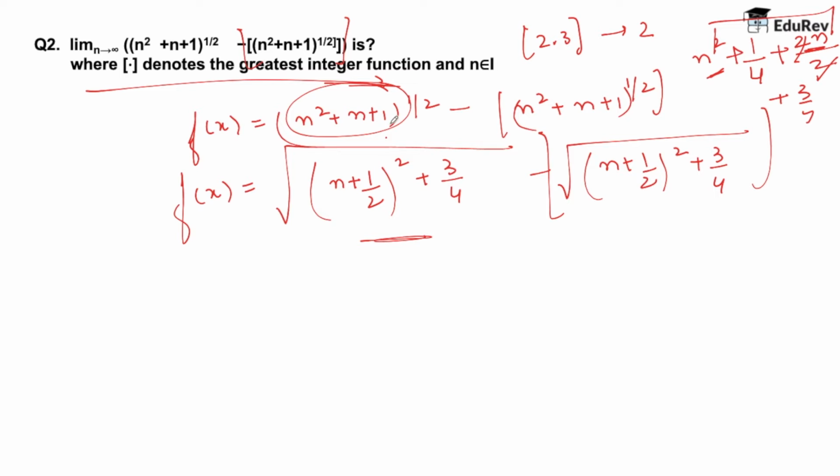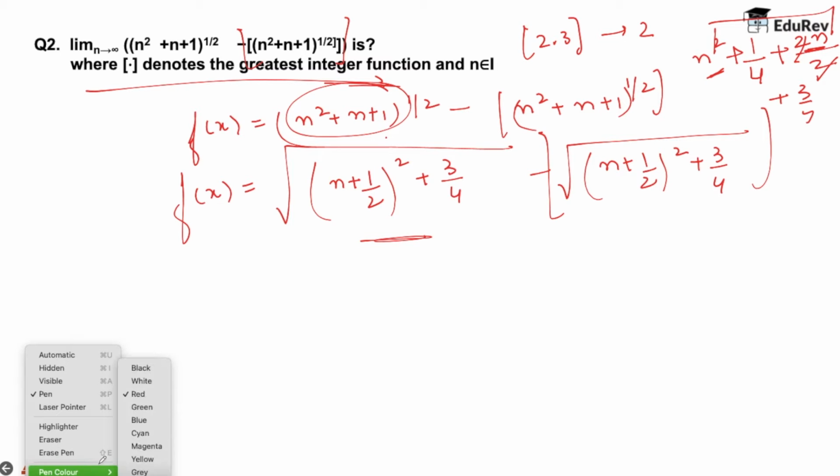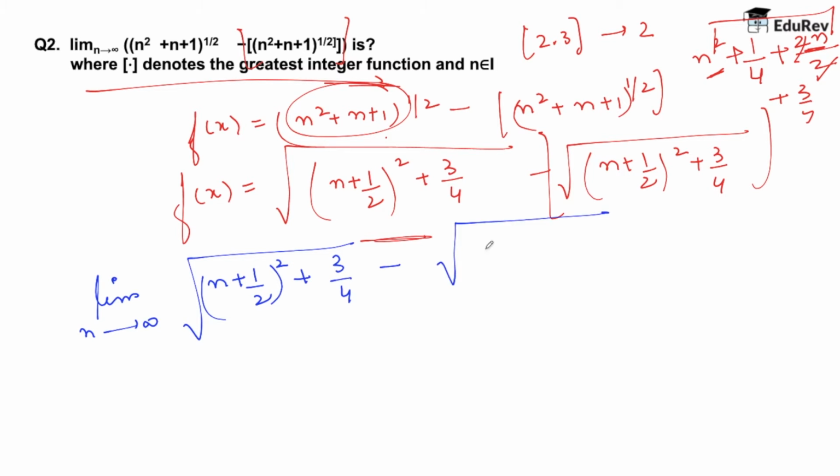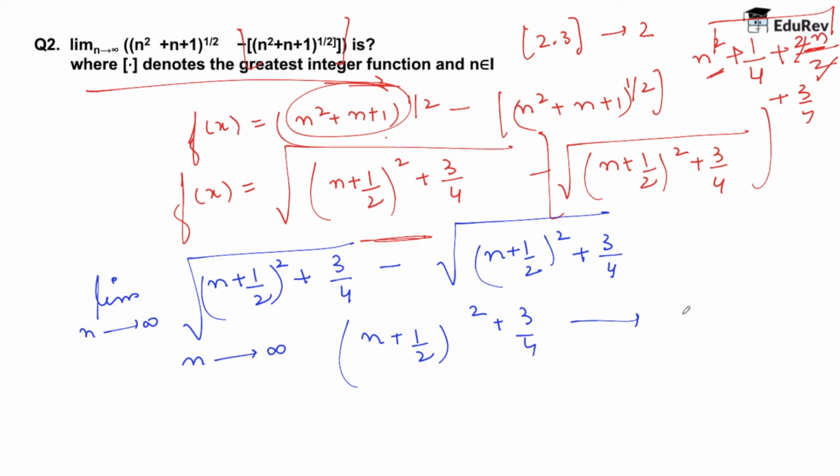So now you know that I can convert this function into this function, right? So now we have to find the limit of the function that is there. So let's find the limit. That is, I have to find the limit of n tending to infinity of under root of n plus half whole square plus 3 by 4 minus under root of n plus half whole square plus 3 by 4. Now as n is tending to infinity, n plus half whole square plus 3 by 4 can be written as n plus half whole square. Correct? Why?